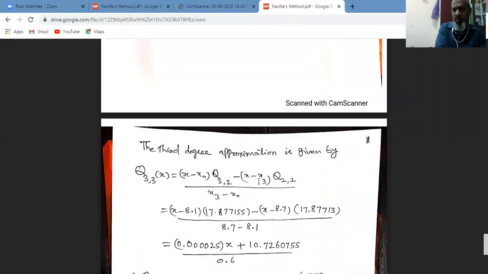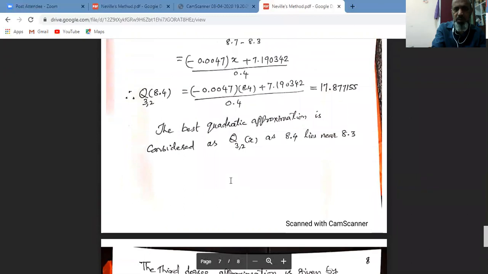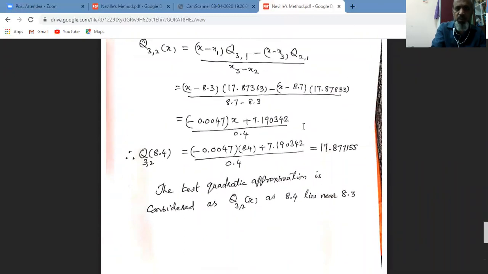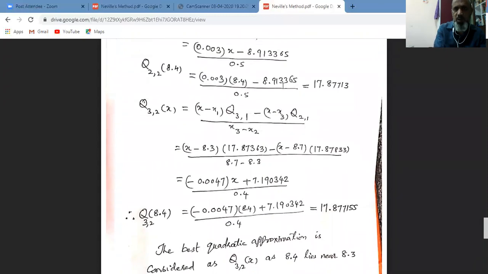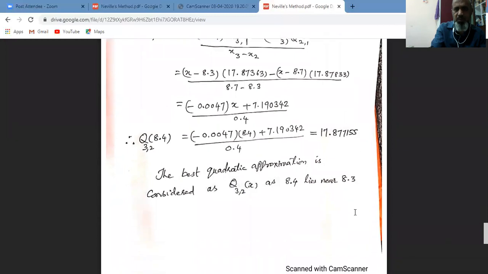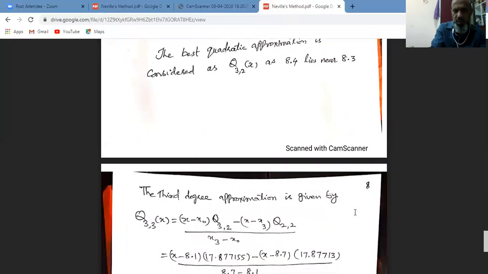Substitute the values of x0, x3 and Q3,2, Q2,2. These are the second degree approximations that we have determined, and we have to substitute the values. Q2,2 is 17.87713 and Q3,2 is 17.877155. So we know the values of x0 and x3, Q22 and Q32.